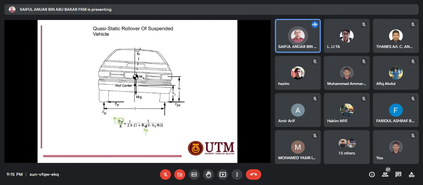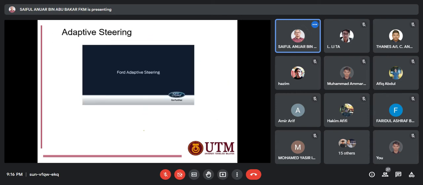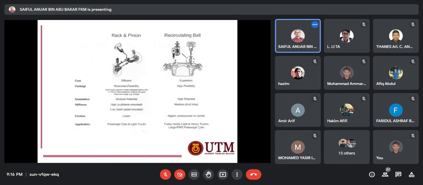That's it for the steering and rollover topic, with the last section on the quasi-static rollover of rigid bodies and suspended vehicles. Any questions on this topic? Any question?